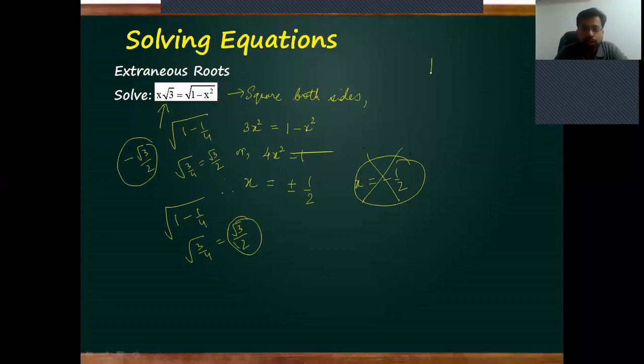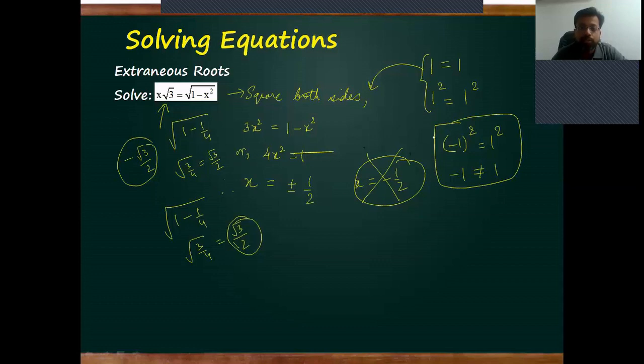It is true that when 1 is equal to 1, 1 square will be equal to 1 square. This was the basic assumption based on which you squared, found the solutions, and wrote x is equal to half and minus half as the answer. But equally true is the fact that minus 1 square is also equal to 1 square, but minus 1 is not equal to 1.